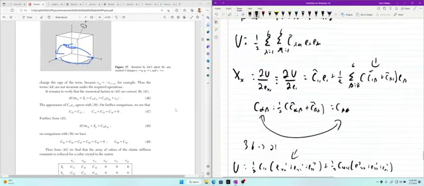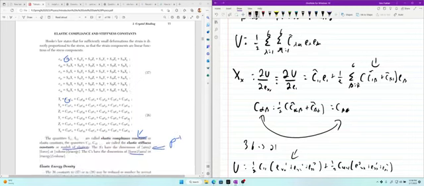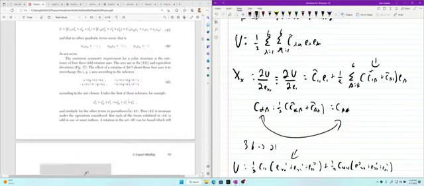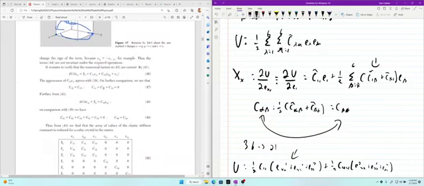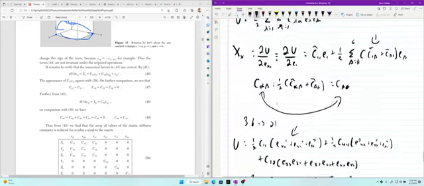Okay, so the appearance of C11 EXX agrees with 38. On further comparison, that's exactly what I was talking about, right? Because we get this C13 plus EZZ, and all of these need to remain, right? So that means C12 is equal to C13.